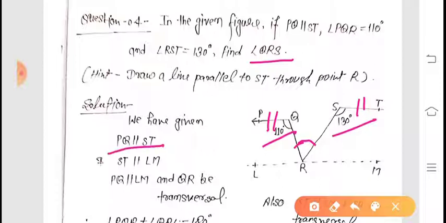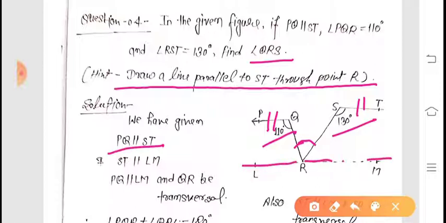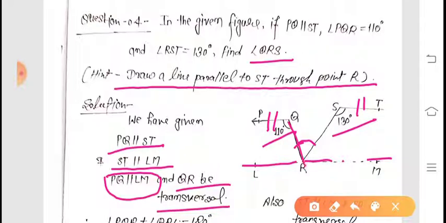We are given PQ parallel to ST. The first hint given is: draw a line parallel to ST through a point. We draw a line LM through R which is parallel to ST, and we have given PQ parallel to ST and ST parallel to LM. Therefore PQ parallel to LM from the property of parallelism. Therefore PQ parallel to LM and QR is also a transversal. QR is a transversal.